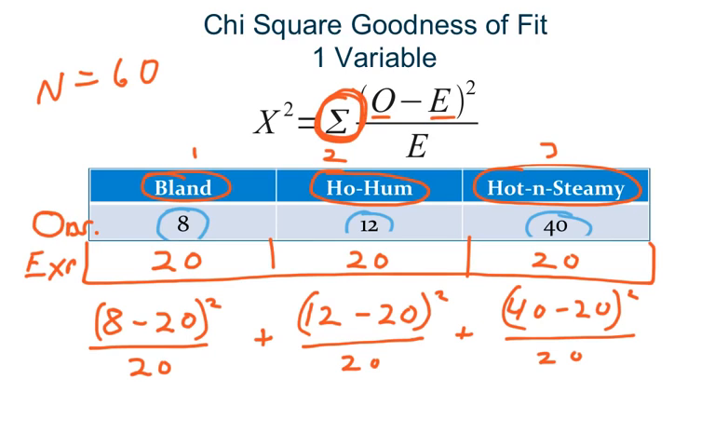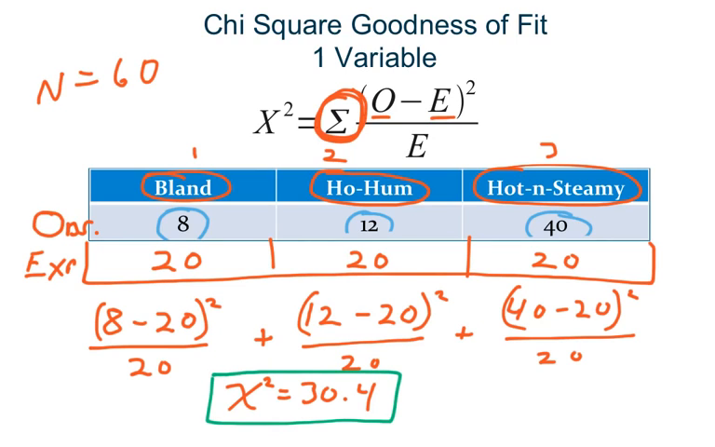And then we just do all of the math. We solve each of those little ratios and add them together, and we end up with a chi-square equal to 30.4. That is the statistic, just like F or T. It's that simple.